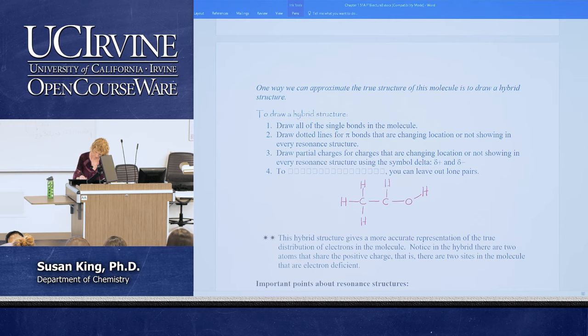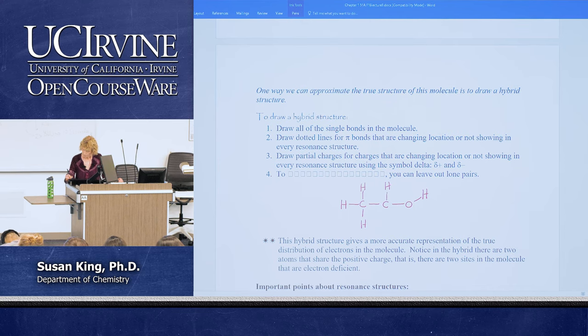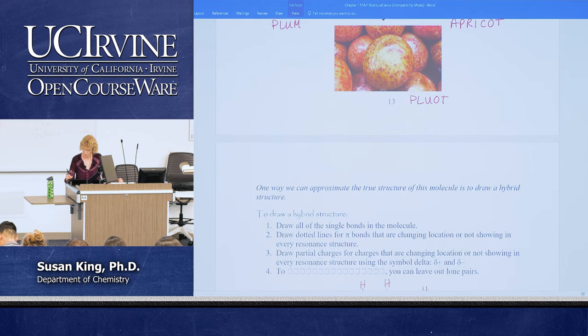And I'm going to scroll back up to see which one I drew first. You don't have to turn the page. It's all the way up here.